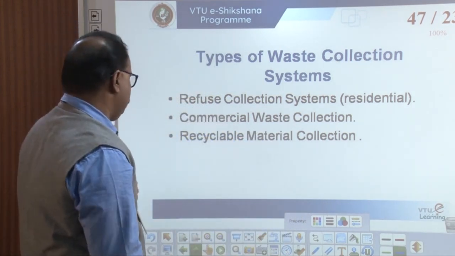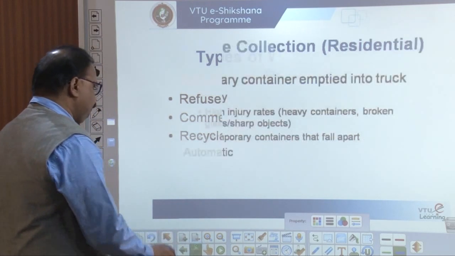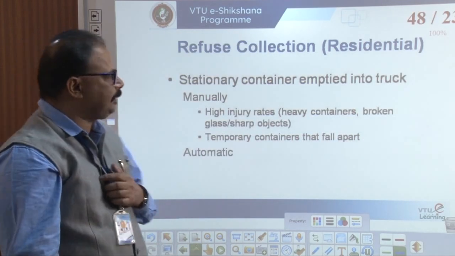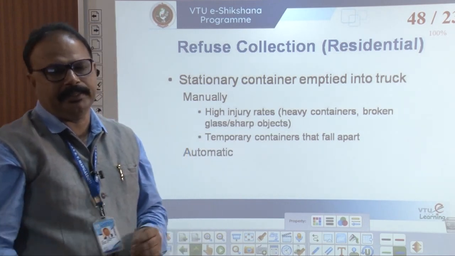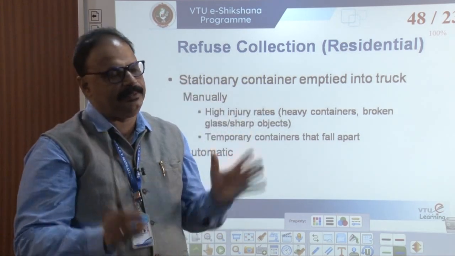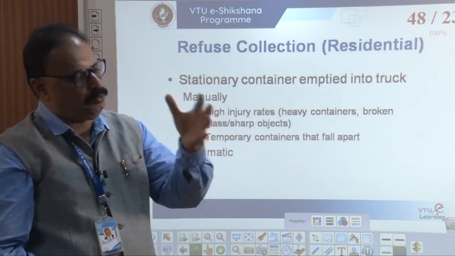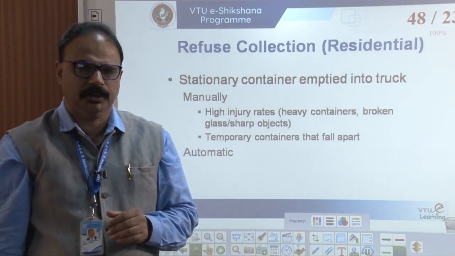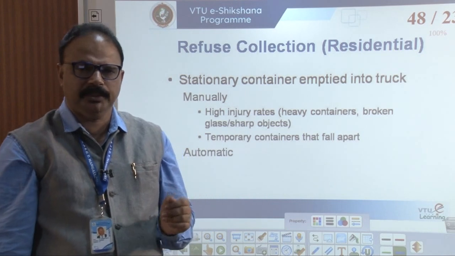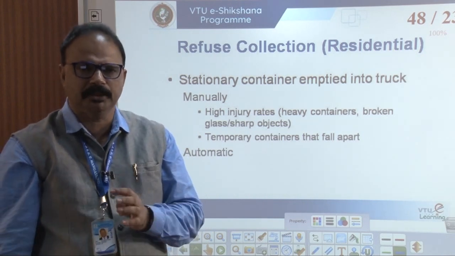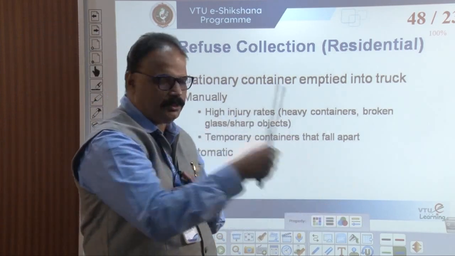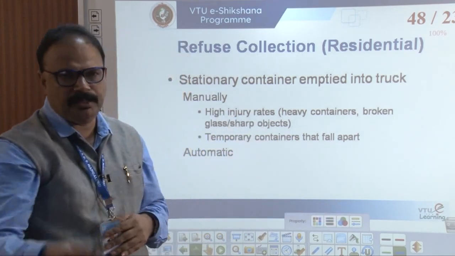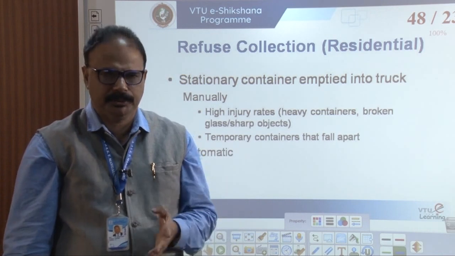Different vehicles are used depending upon the city. Stationary container emptied into the truck, in a residential area they will take the container, the container is filled with the waste, and the full container is taken. High injury rate, it may be glass or temporary container. Automatic vehicle is there, they will take the waste automatically. I will show the vehicle, what type of vehicle we are using.